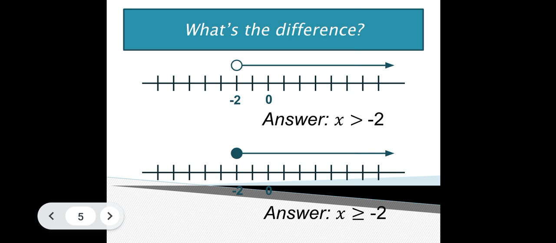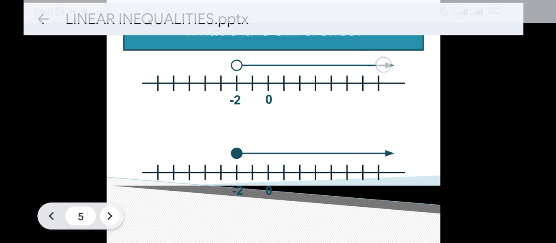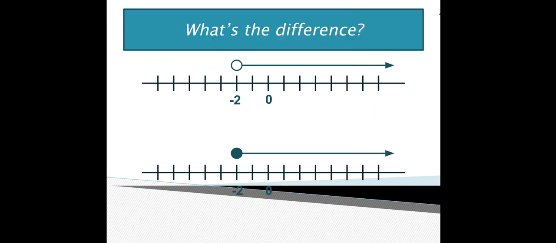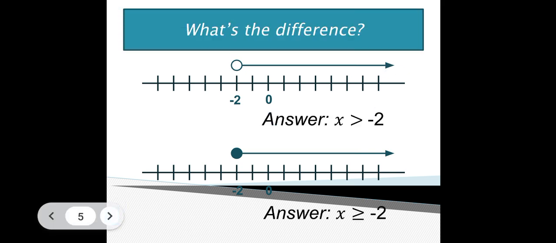The one on top is greater than, because the arrow is moving towards this side. The one underneath is shaded, and it also has the arrow moving towards this part. If you look at the arrow and this sign, you see they are the same, which means they are both greater than. But the one that is hollow is just greater than, while the one that is shaded is greater than or equal to.